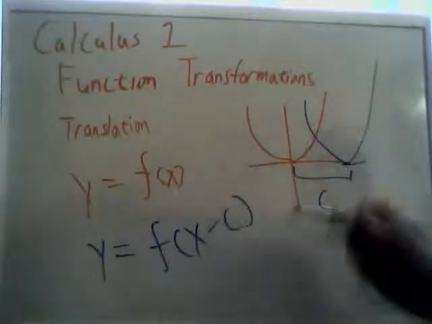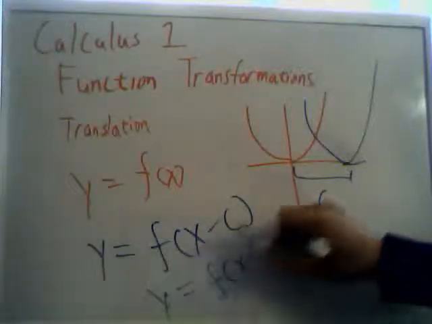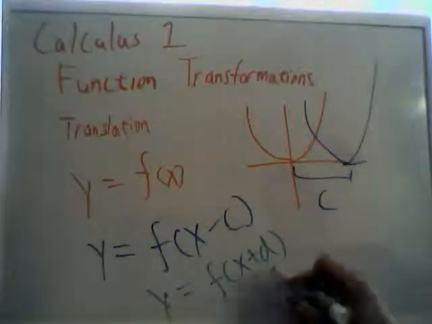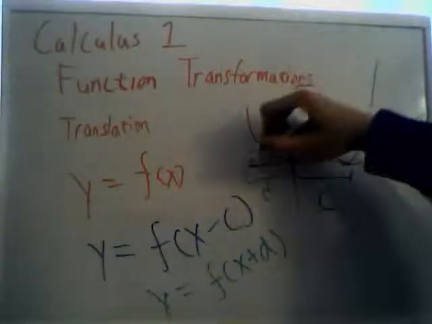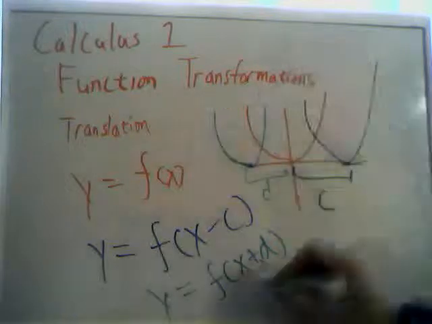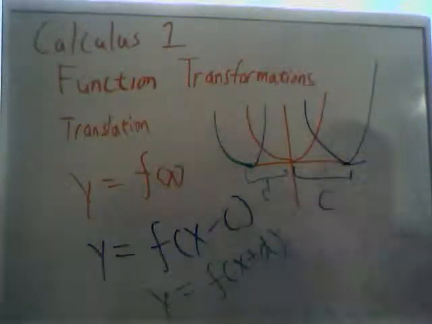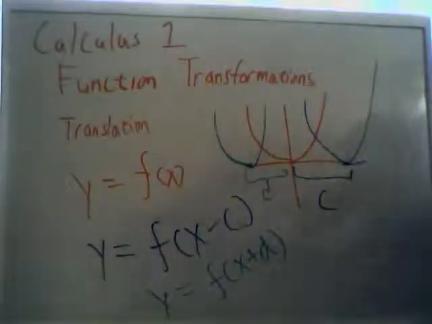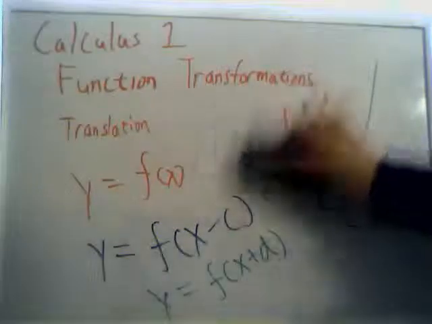If you wanted to do, let's say, y is equal to f of x plus d, if you wanted to do an addition inside the parentheses, it will be a leftward shift of d. So this will be your x plus d. So that will be your leftward translation. Alright, so translations are simple enough. It's just simply doing parallel shifts to the curve.